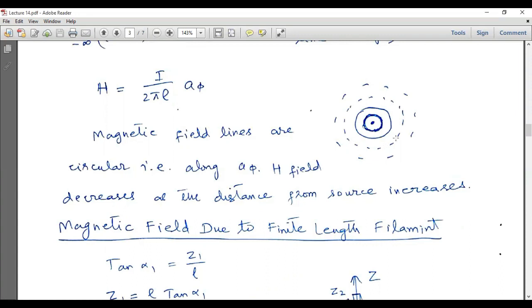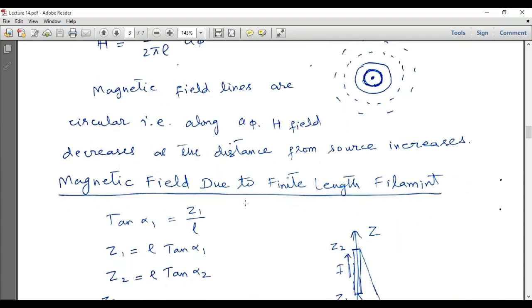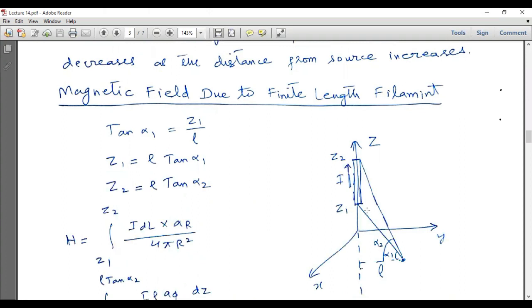And here you can see we have dashed lines, and here we have sparse dashed lines. It means the magnetic field intensity is decreasing. So magnetic field lines are circular, that is along a phi, and H field decreases as the distance from the source increases. So if we have a finite length filament or finite length of wire which is carrying a current I, then what will be the magnetic field intensity?